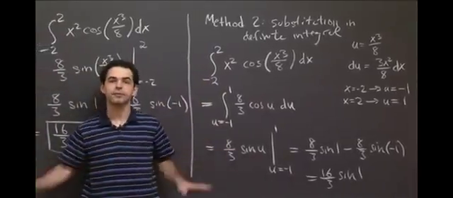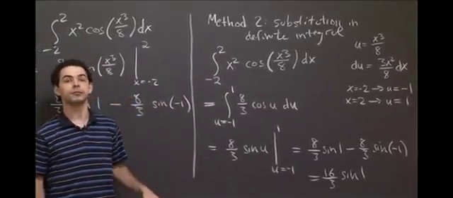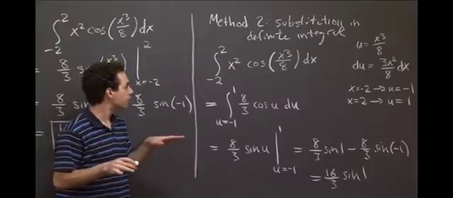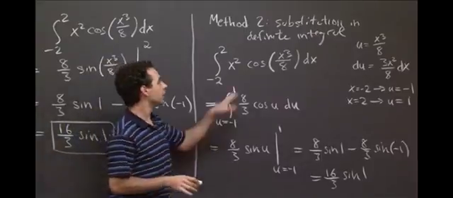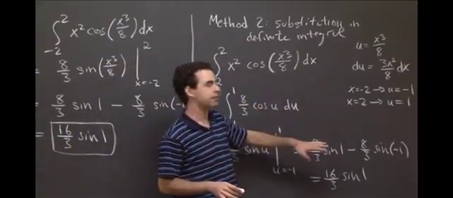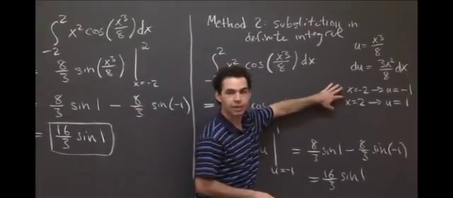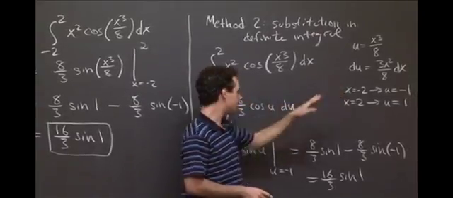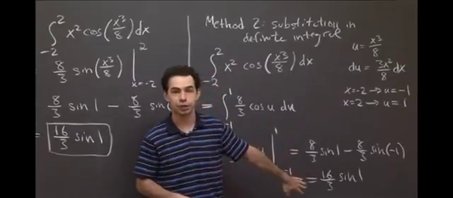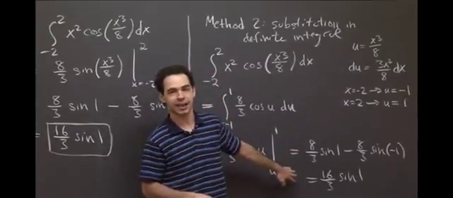OK, so we have these two different methods. They're very, very similar in how you apply them. The key differences are that when you do the substitution in terms of definite integrals, you have to change your bounds of integration. And what you get for changing your bounds of integration is at the end, you don't have to switch back from u's into x's.